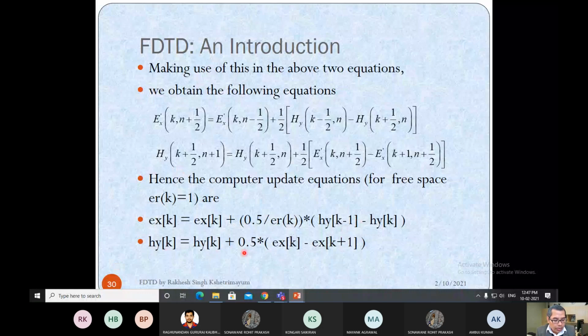Hy[k] is equal to Hy[k] plus 0.5 times Ex[k] minus Ex[k+1]. So you put this in a loop, solve it, and you will be able to plot it and observe the E plane. What is that? A linearly polarized wave, polarized along the x-axis. You can see the behavior of a wave which is polarized along the x-axis and propagating along the z-axis by doing this simulation.